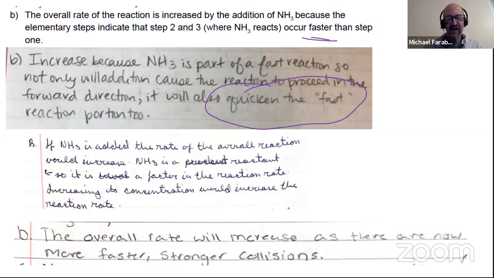Okay, so just because a chemical is in the fast step does not mean adding more of it is going to make it faster. This person says NH3 is a reactant and therefore should be a factor. But again, they're not understanding the rate determining step. This person says that it should increase because there are more, faster, stronger collisions. Again, all of these are misconceptions.